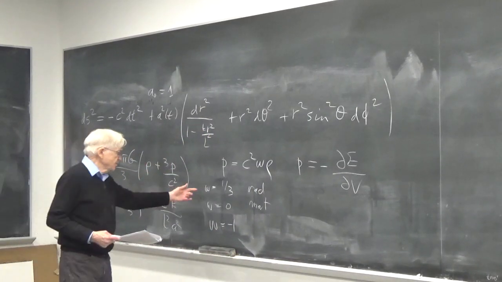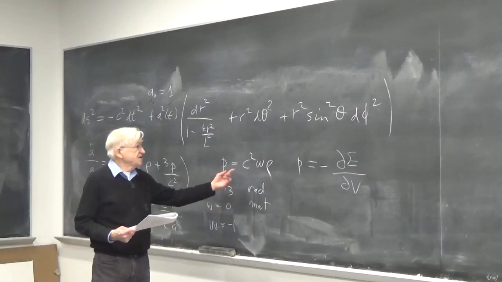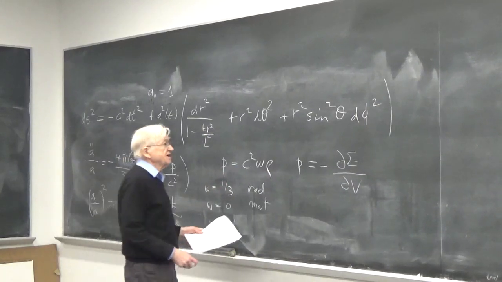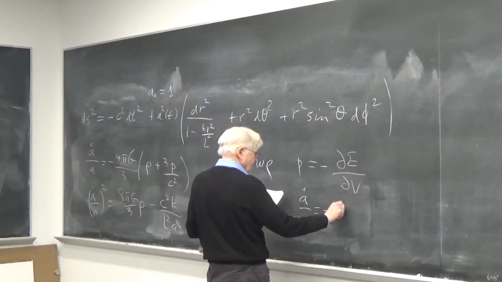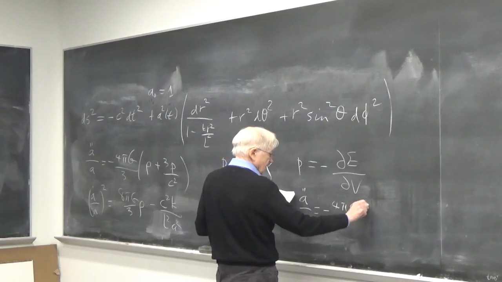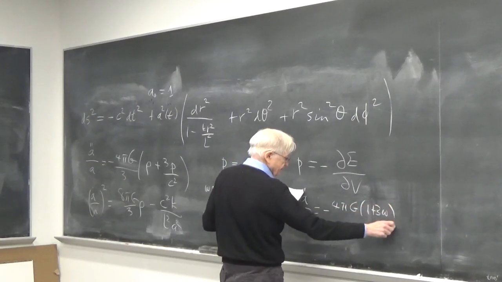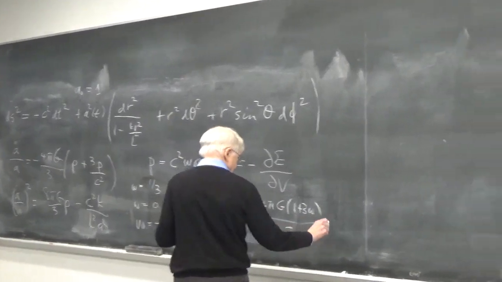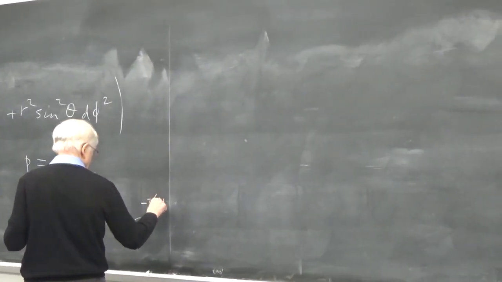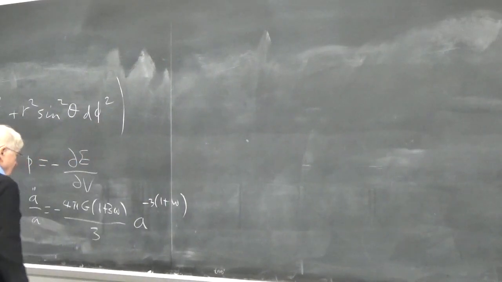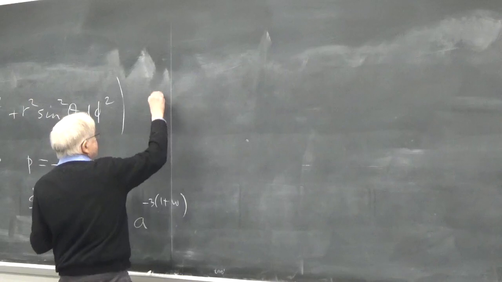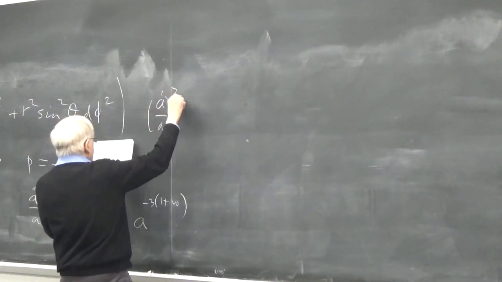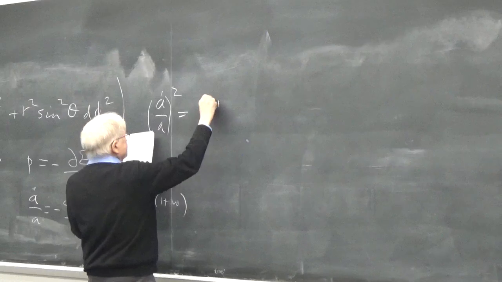So if we substitute this equation in for P, then we get equations that are simpler. Namely, A double dot over A is minus 4 pi G (1 plus 3W) over 3, times rho 0 A to the -3(1 plus W). And that's quite a nice equation. And an even nicer equation is A dot over A squared is 8 pi G over 3 times the present density.